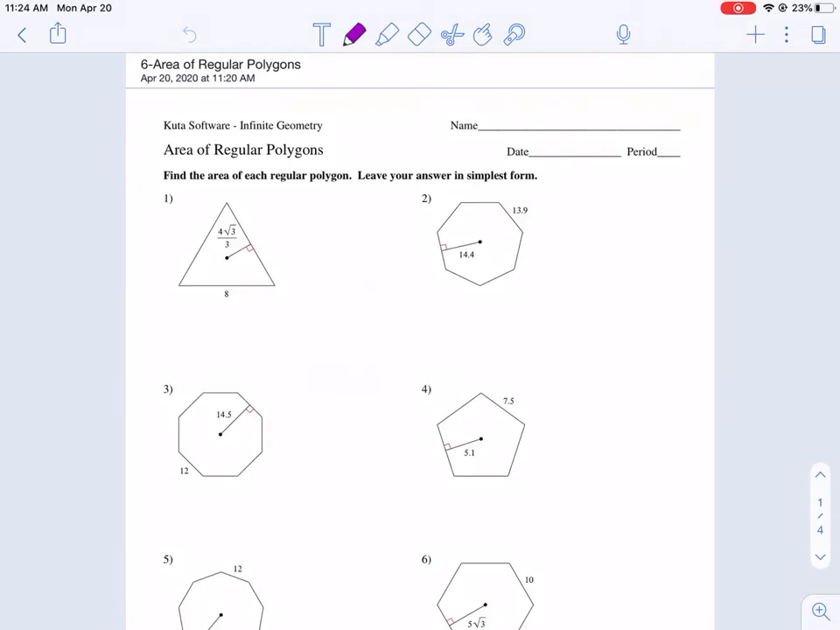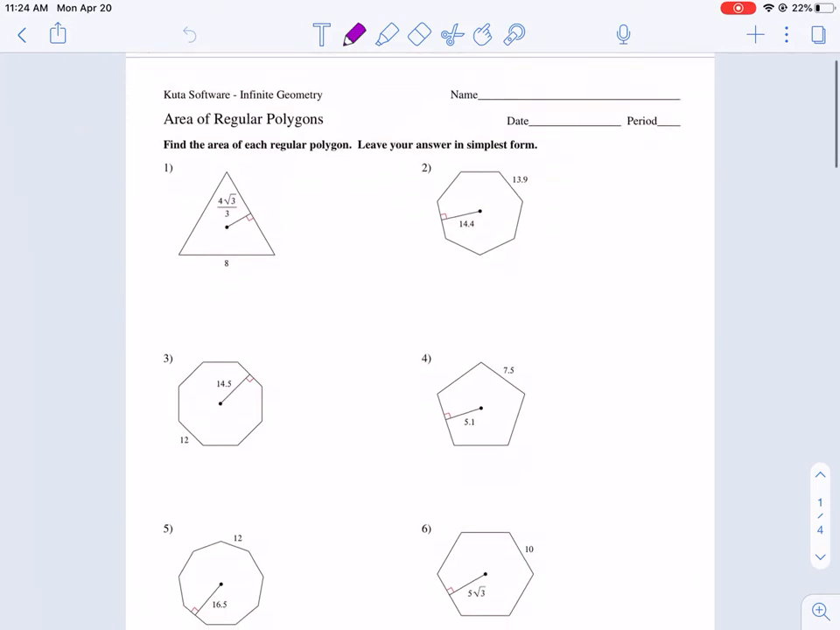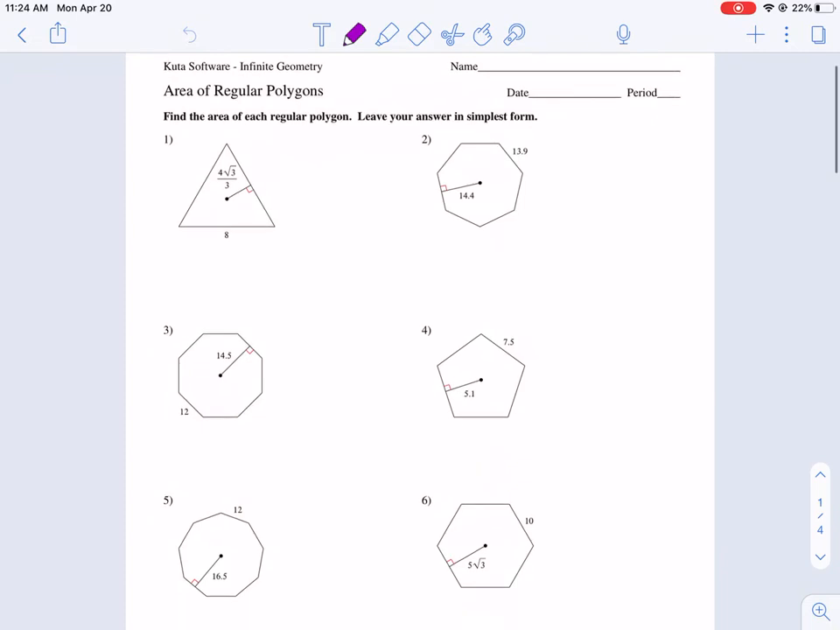Welcome, geometry students, to Area of Regular Polygons. This is a Kuta software worksheet. A lot of geometry teachers give this type of worksheet, particularly this one, for a geometry course. So let's go ahead and get started.